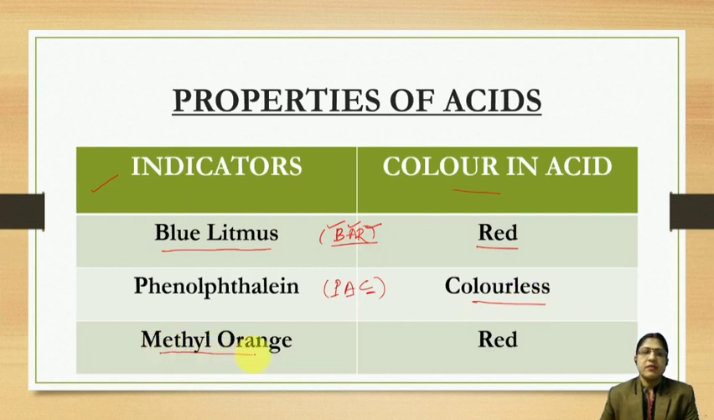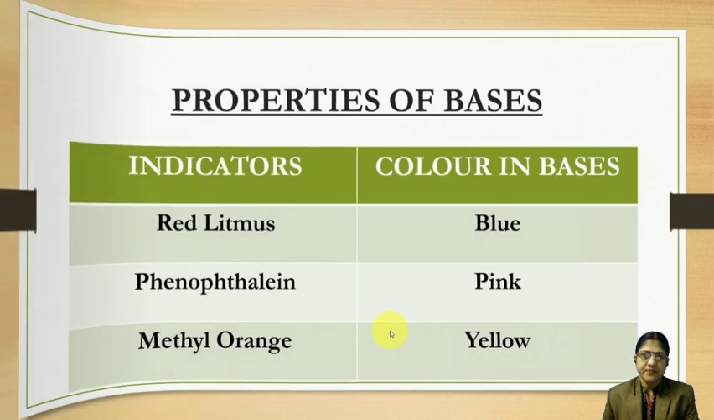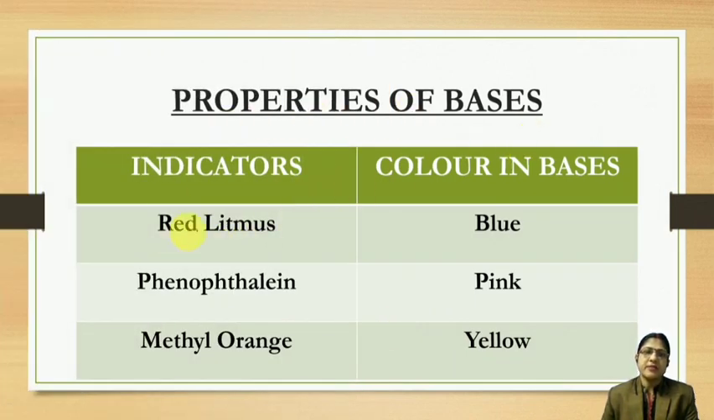Then methyl orange, MAR. Methyl orange in acid changes to red, right? Then properties of bases. So just reverse: red litmus turns blue, phenolphthalein changes to pink, and methyl orange changes to yellow in bases.